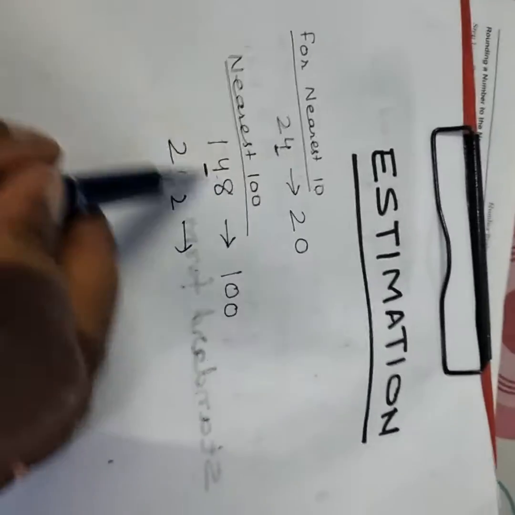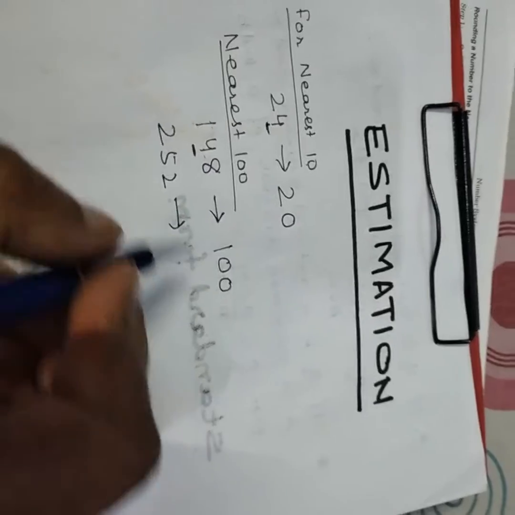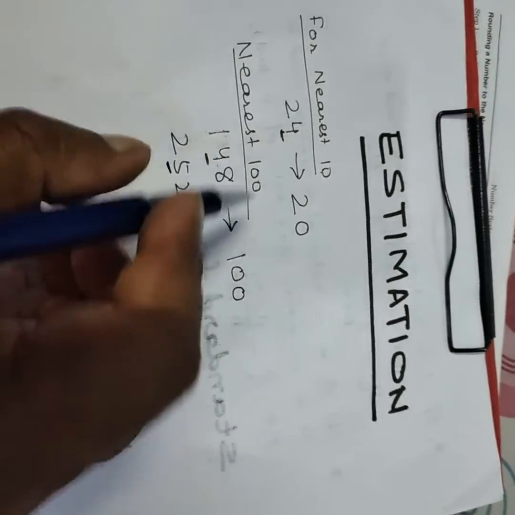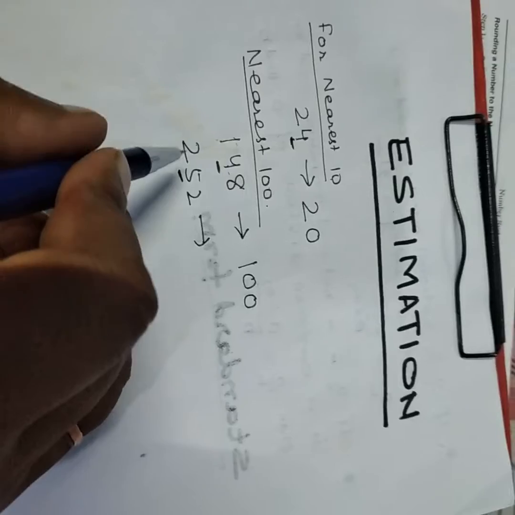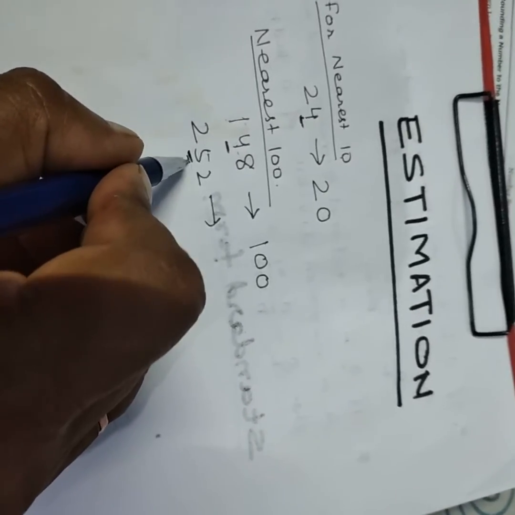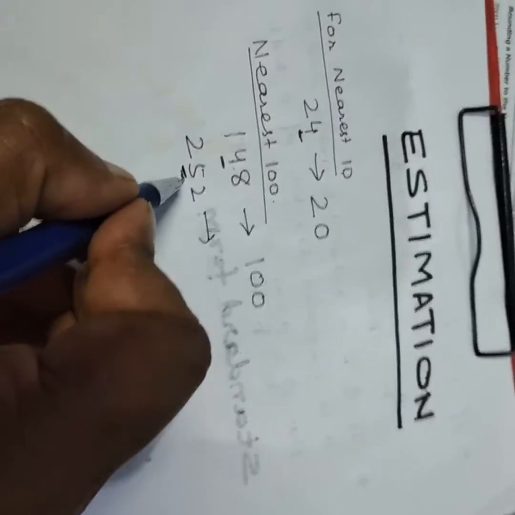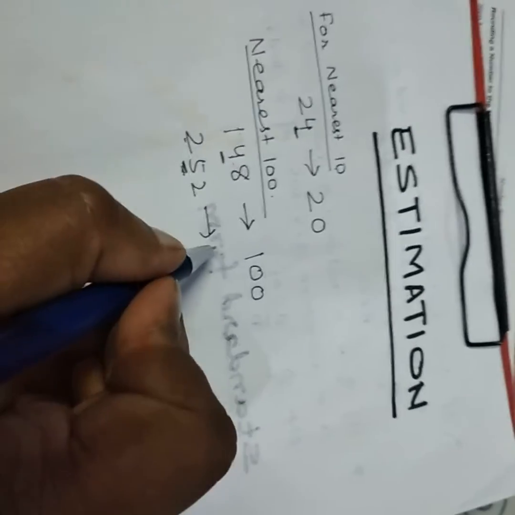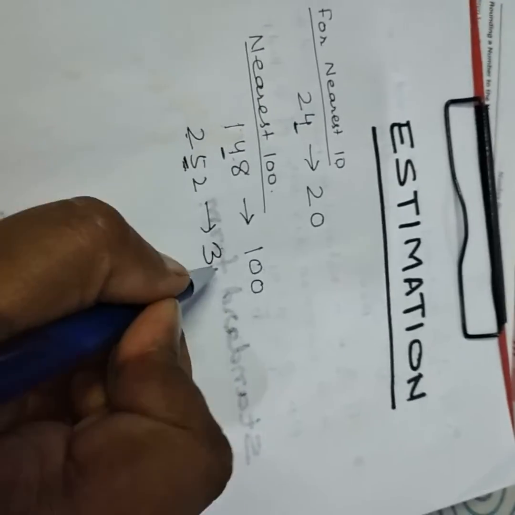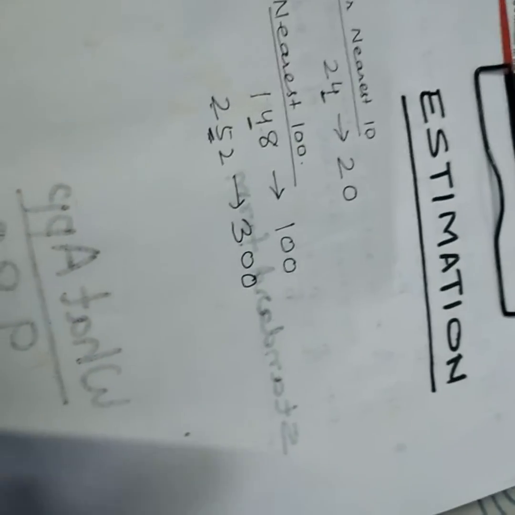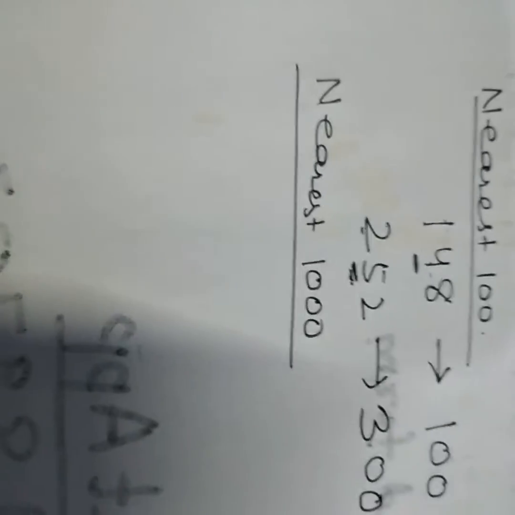Another example, suppose this one is 252. We look at the tens place, because we have to find the nearest 100. So the tens place is 5. But what is the method? If the tens place is 5 or more than 5, then we increase the hundreds place. So in place of 2 we write 3, and in the tens and ones places we write 0: 300.